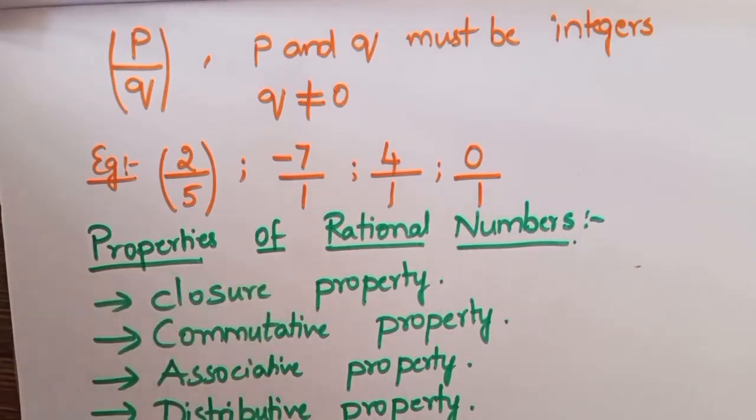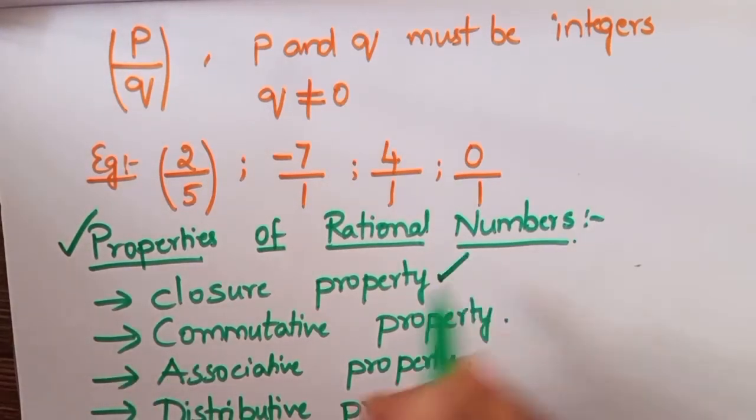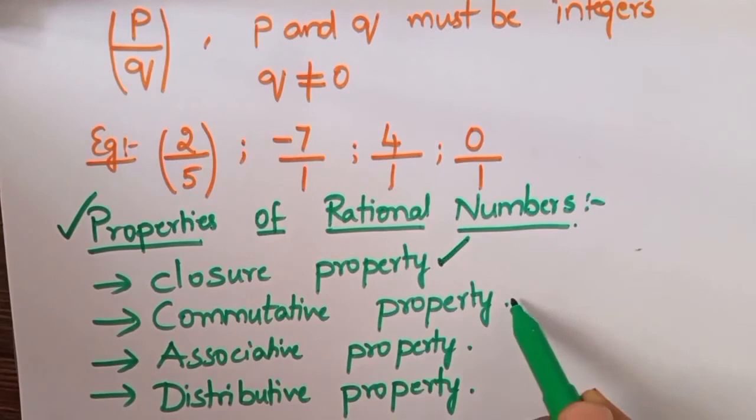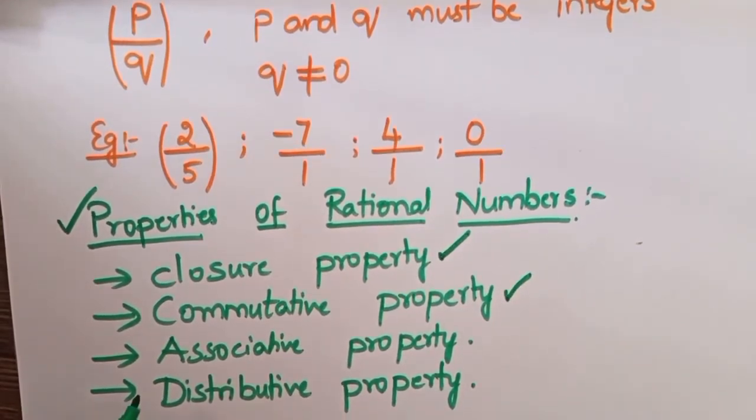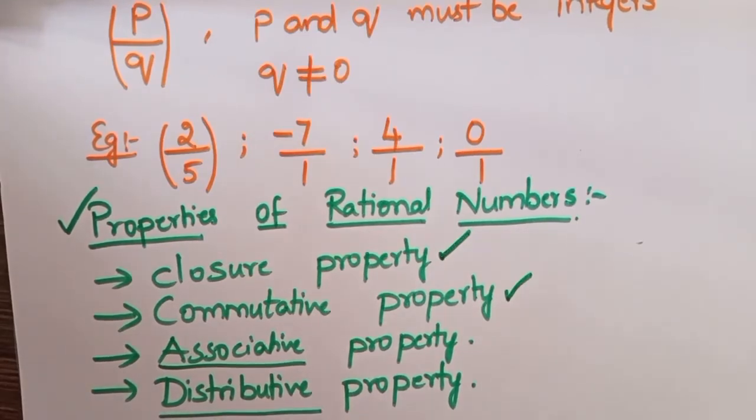Okay, now we will go to our second topic, which is properties of rational numbers. Whenever we talk about properties, you will be reminded of what we have learned in the earlier grades. We have learned about closure property, commutative property, associative property, and then comes distributive property. Now let us check each property whether it is satisfied by our rational numbers or not.